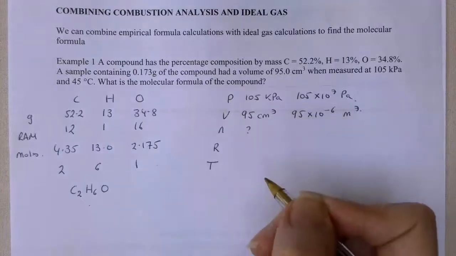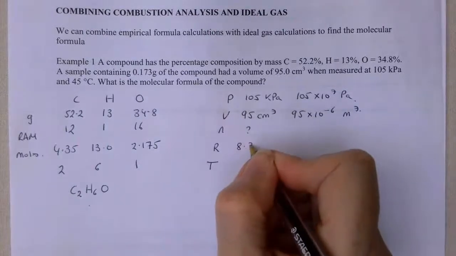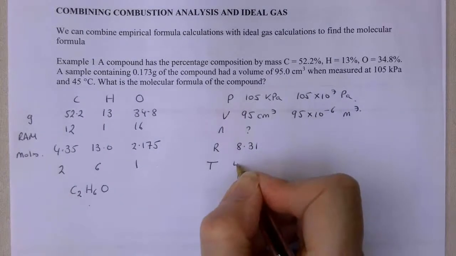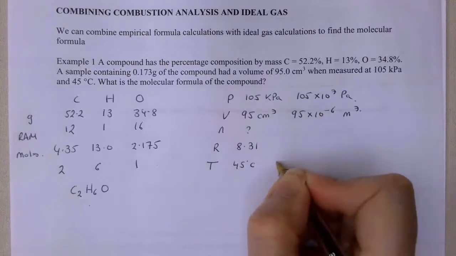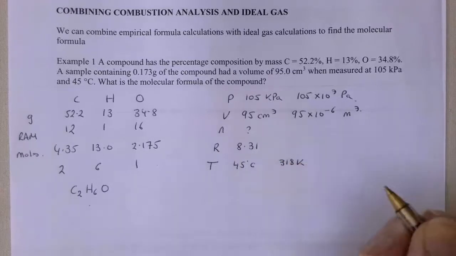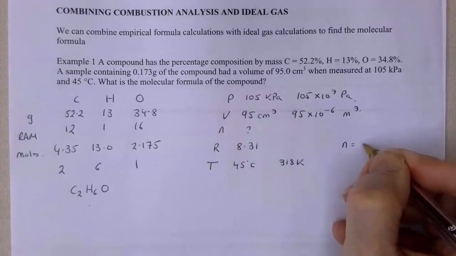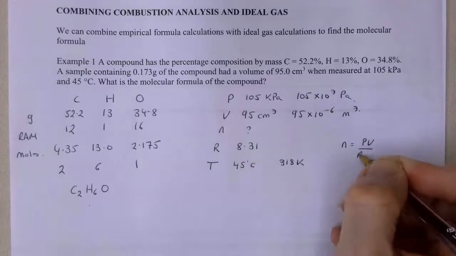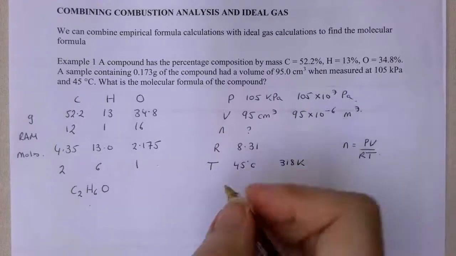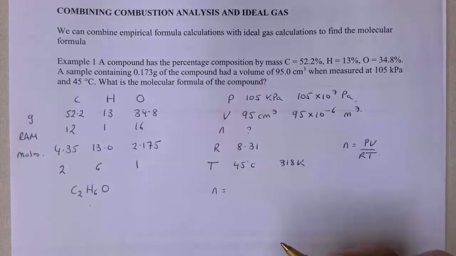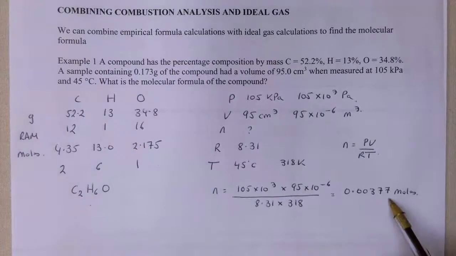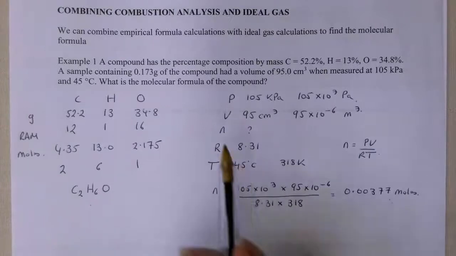n is what I'm trying to work out. My R is 8.31. My temperature is 45 degrees Celsius, so when I've added on my 273 it is going to be 318 Kelvin. I know that n is equal to PV divided by RT. So I'm going to put these numbers in and solve for n, and when I do that, I get 0.00377 moles.